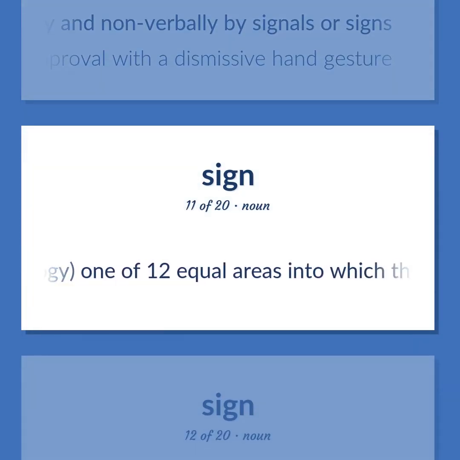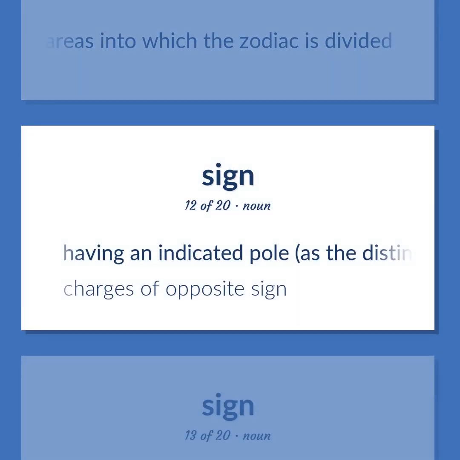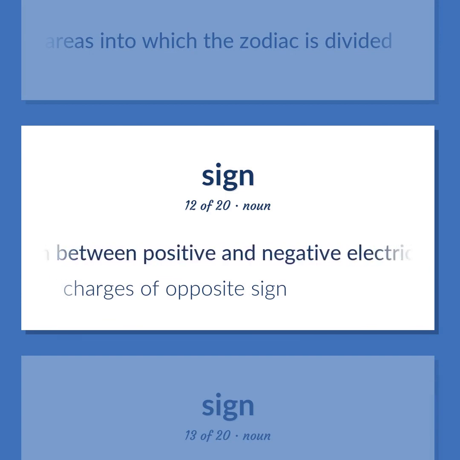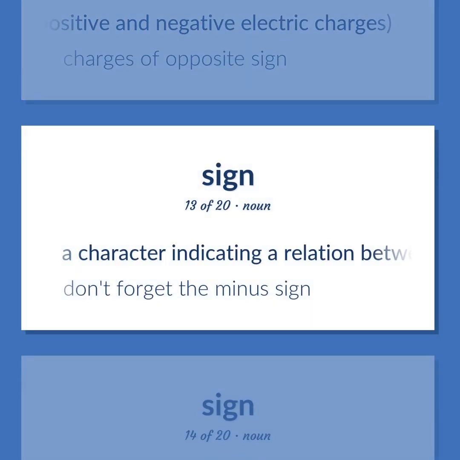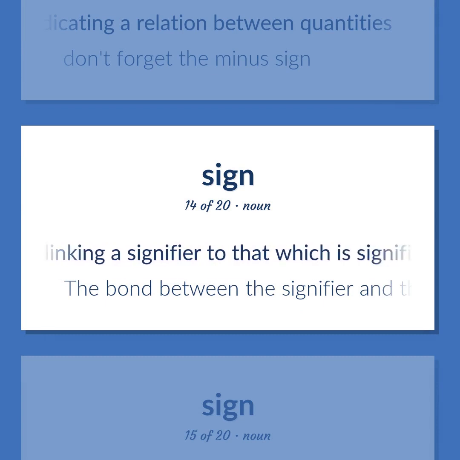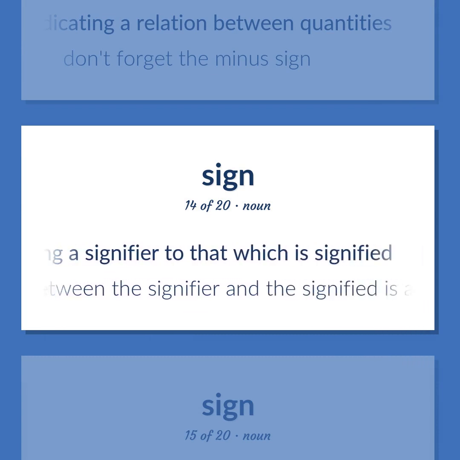Astrology, one of 12 equal areas into which the zodiac is divided. Having an indicated pole, as the distinction between positive and negative electric charges. Charges of opposite sign. A character indicating a relation between quantities. Don't forget the minus sign. A fundamental linguistic unit linking a signifier to that which is signified. The bond between the signifier and the signified is arbitrary.